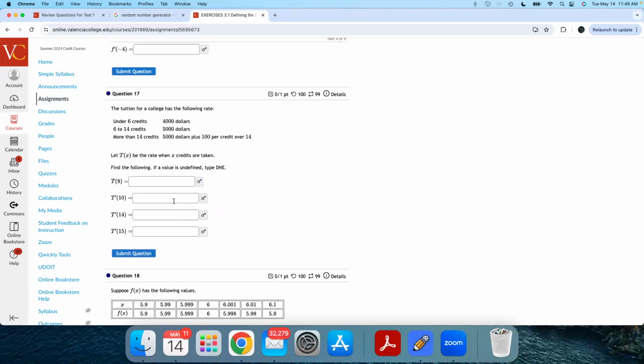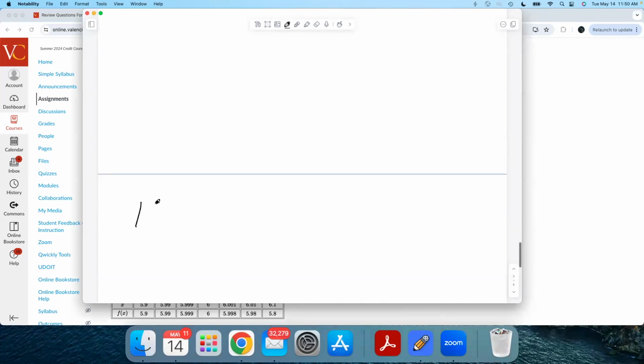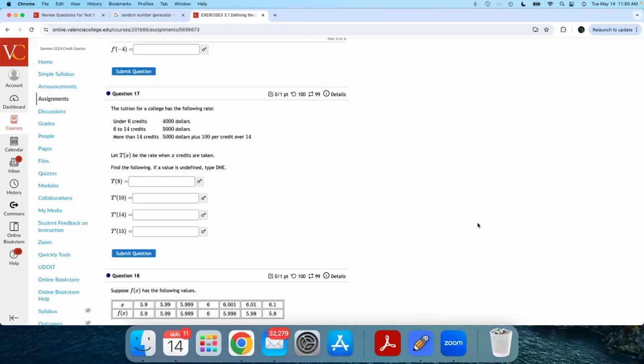This question here always causes trouble. This is a piecewise defined function. So my suggestion to you would probably be to graph it out or write out the definition itself. Remember piecewise from college algebra. So up until 6, so t of, what's my independent variable here? X.